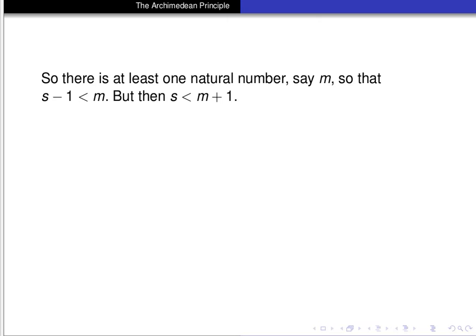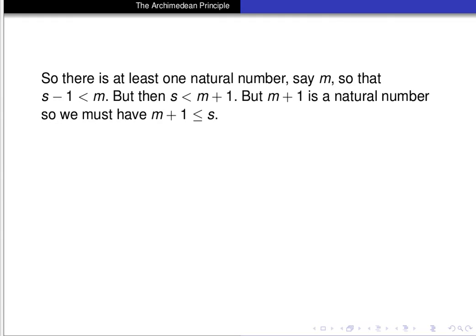And that seems to be a problem. Remember that m is a natural number, and 1 is a natural number, so m plus 1 is a natural number. And S is an upper bound of the set of natural numbers. So S is above any natural number, so in other words, m plus 1 should be less than or equal to S. Okay, so the problem is, we have now m plus 1 is less than or equal to S on the one hand. On the other hand, we also have S is less than m plus 1. Okay, so that's a contradiction. We have m plus 1 is less than m plus 1.